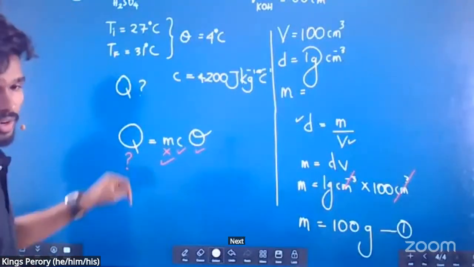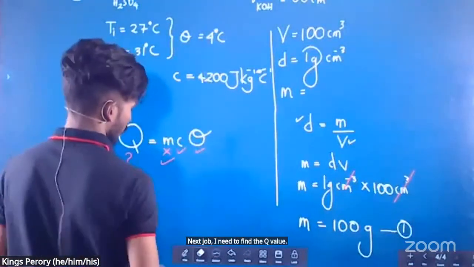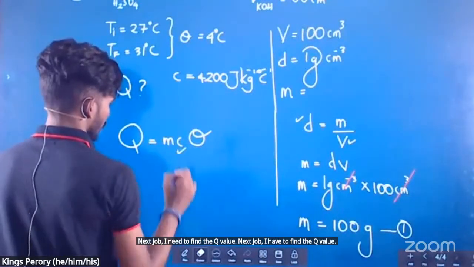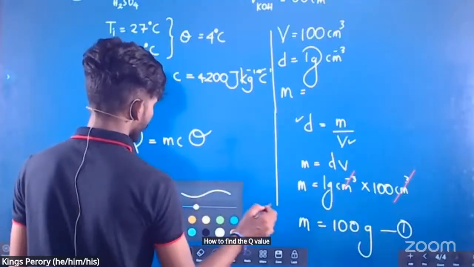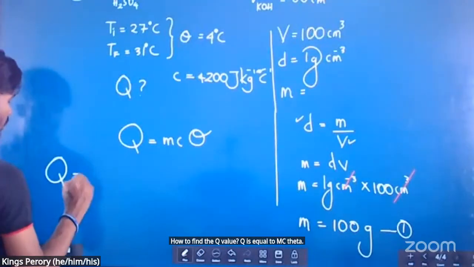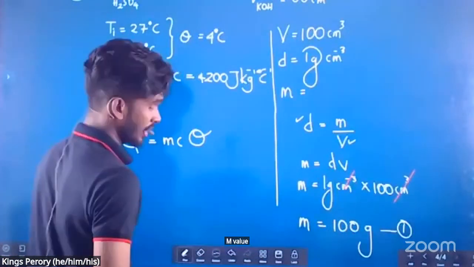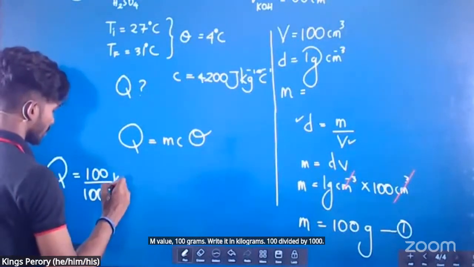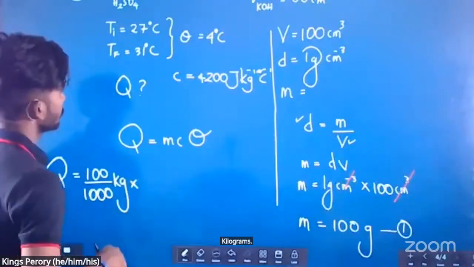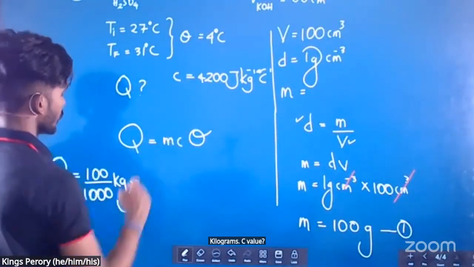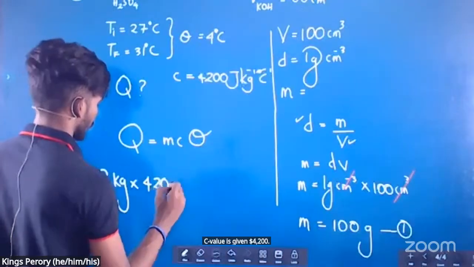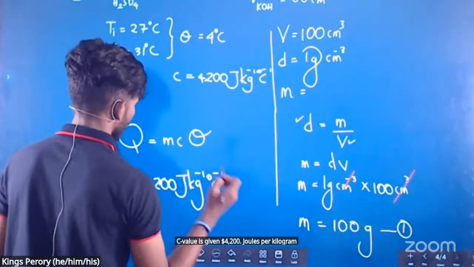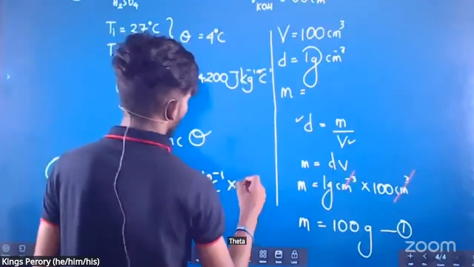Next job, I have to find the Q value. How to find the Q value? Q is equal to MC theta. M value 100 grams. Write it in kilograms: 100 divided by 1000 kilograms. C value is given, 4200 joules per kilogram per degree Celsius. Theta, the temperature change we found, 4 degrees Celsius.